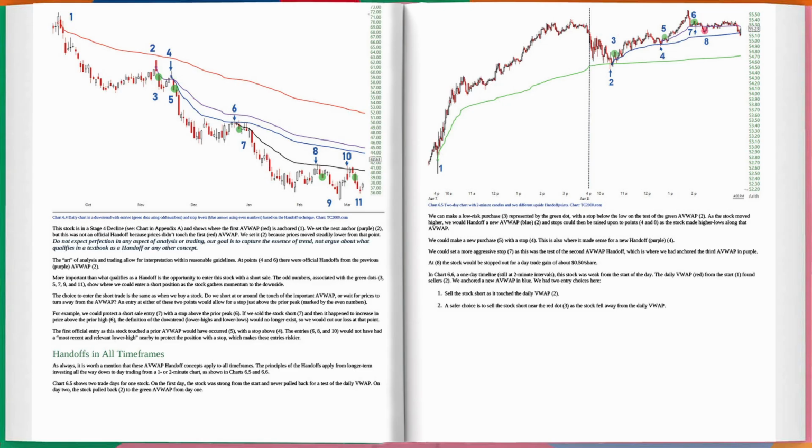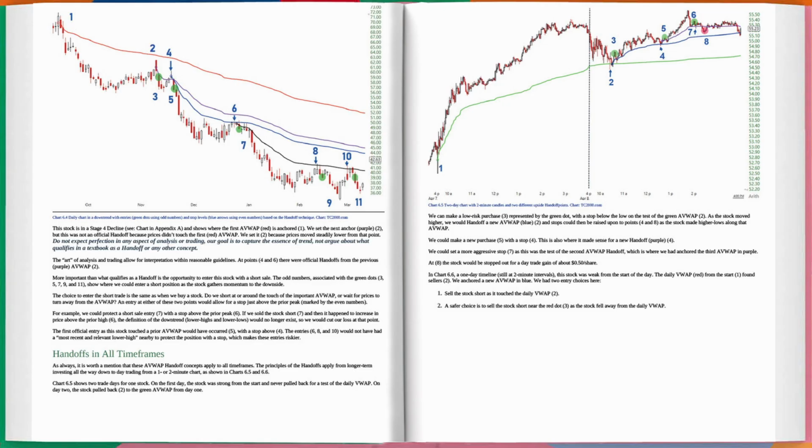We could make a new purchase 5 with a stop 4. This is also where it made sense for a new handoff purple 4. We could set a more aggressive stop 7 as this was the test of the second AVWAP handoff, which is where we had anchored the third AVWAP in purple. At 8, the stock would be stopped out for a day trade gain of about $0.50 per share.